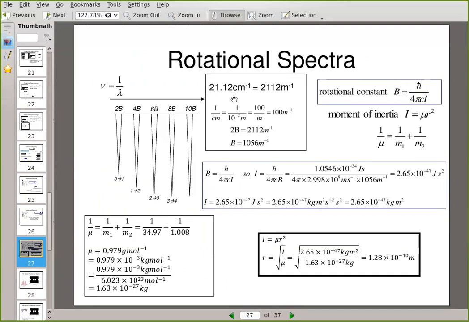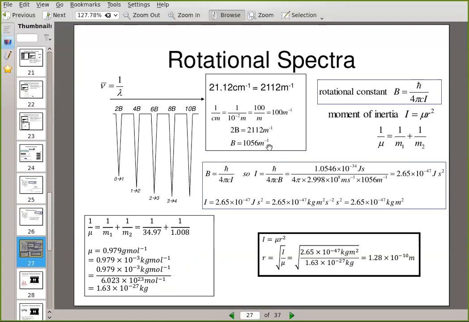So B. We've got this distance between the bands as being 21.12 centimeters -1, which is the same as 2112 meters -1. So we know that the distance between these is 2B, and so I just divide to get B. So all this is converting to meters -1 and dividing the 2B that we get from here by 2, so that we've got the rotational constant for the system.